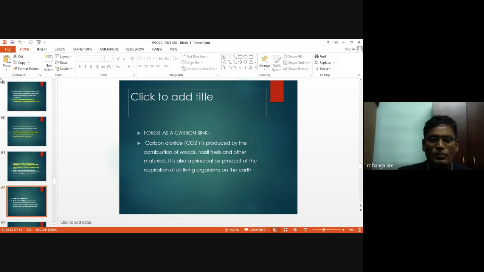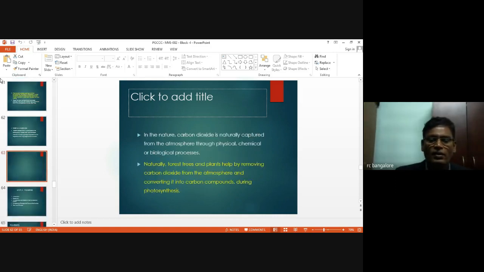It is also a principal byproduct of the respiration of all living organisms on the earth. So it is also a byproduct of all living organisms. With every breath, we exhale this carbon dioxide out into the environment. In nature, carbon dioxide is naturally captured from the atmosphere through physical, chemical, or biological processes.